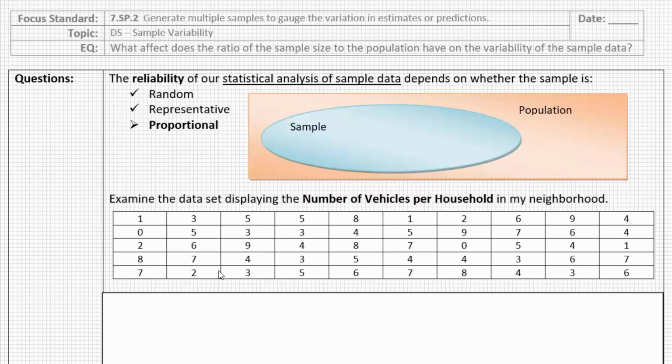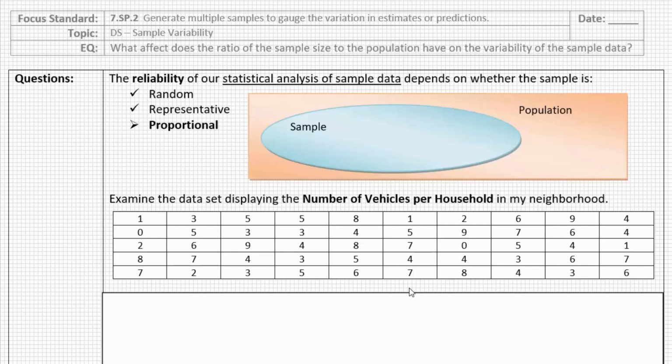I've recently moved into a new neighborhood further out in the Portland area and have been surprised at the number of vehicles per household. So what I've done here is go to 50 houses in my neighborhood and count up the number of vehicles per household. The first house I went to had 1 car, the next house had 3 cars, 5, 8, and so forth. So this represents the 50 houses in my neighborhood and the number of vehicles per household.